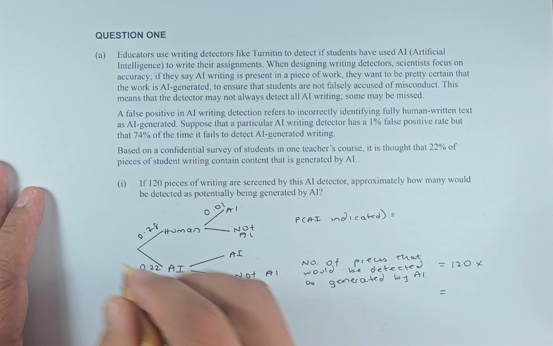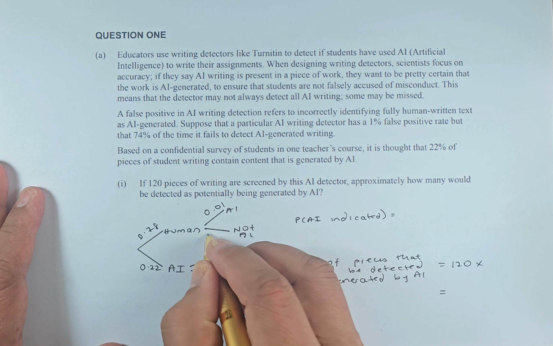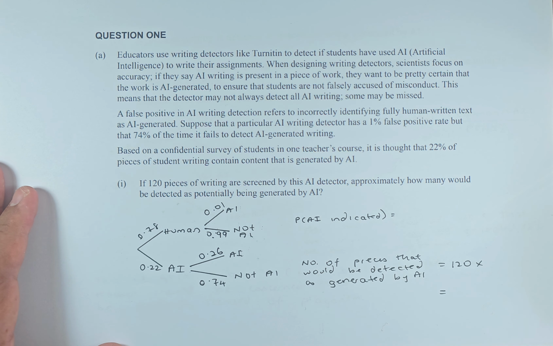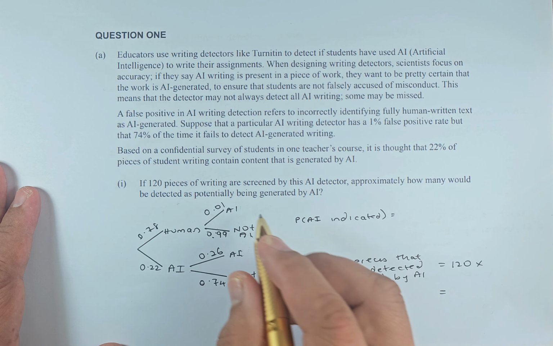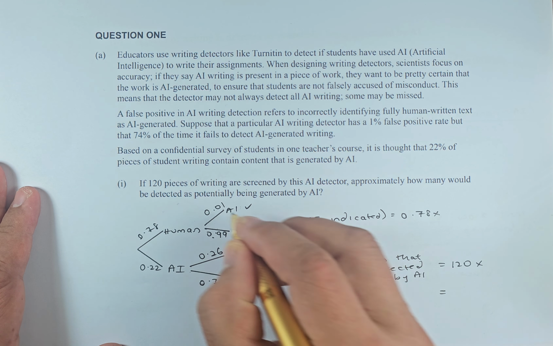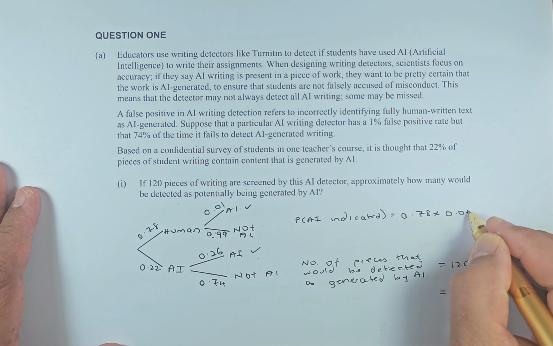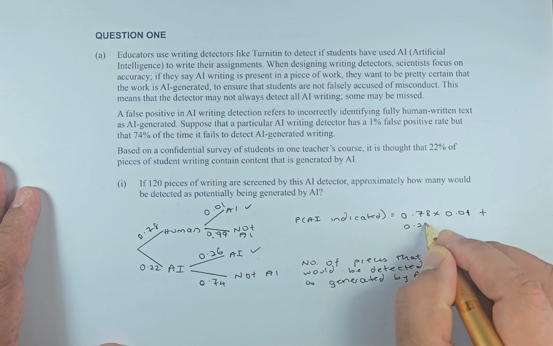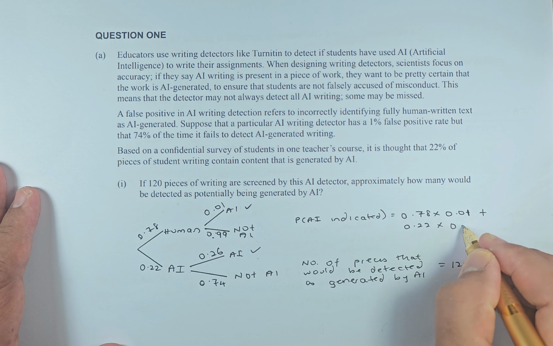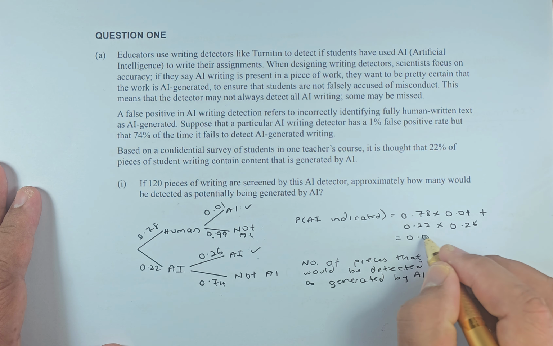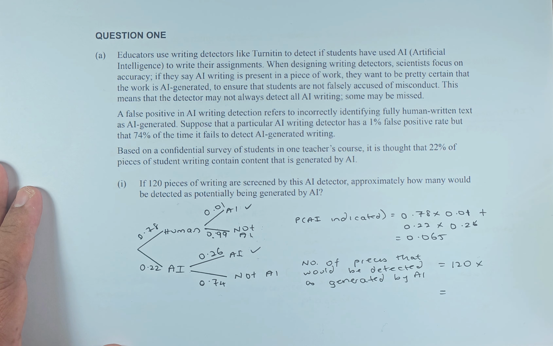So now we're going to fill up all the tree. So this 0.22, 0.78, this will be 0.99 and that will be 0.26. Now the question is, what is the probability that it is AI generated, indicated? So it could be here or here. So we're going to take 0.78 multiplied by 0.01 plus the second column 0.22 times 0.26, and then you put in your calculator and the answer is 0.065. Please check the calculation for me.